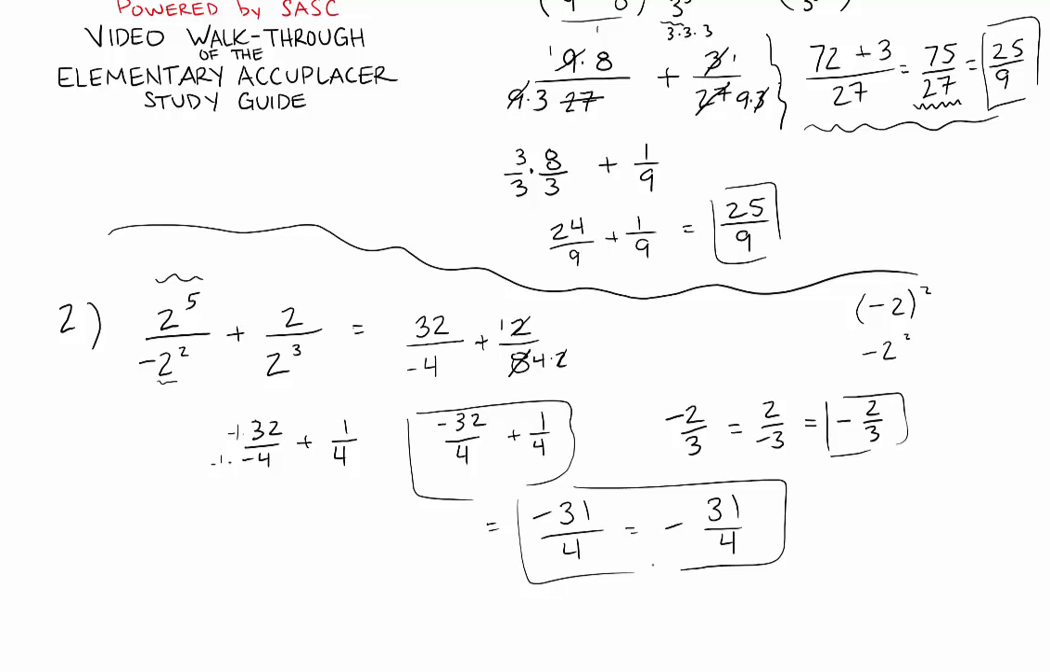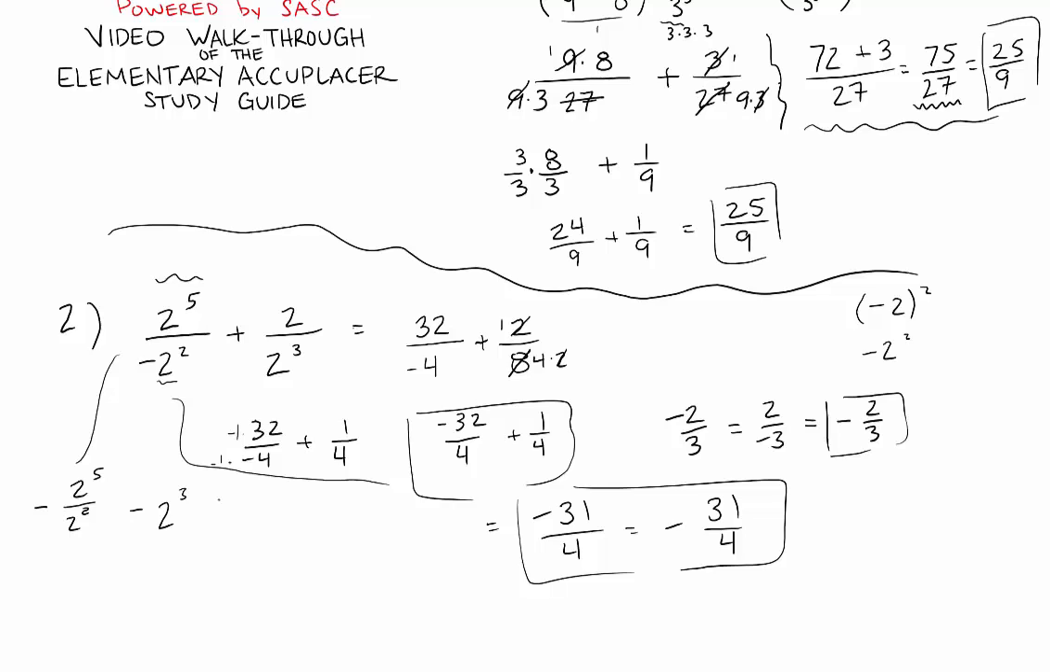The other way to do it is to pull the negative out in front and say that this is negative, and then say 2 to the 5th over 2 squared. And when we have 2 to the 5th over 2 squared, in the rules section that I explained in the last video, we can just subtract those two exponents. 5 minus 2 is 3, so 2 cubed.